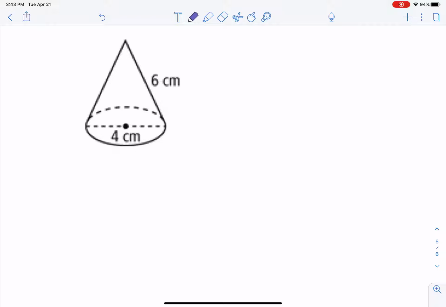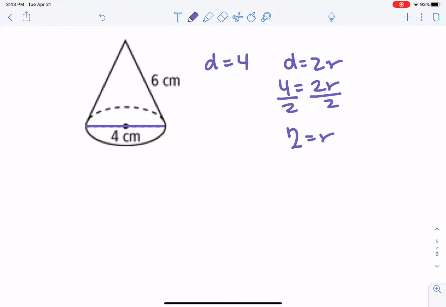That's nice and easy. They did throw us for a little bit here. They gave us the diameter, which is 4. Diameter equals 2 times radius. So 4 equals 2r. Divide both sides by 2. And the radius is 2 centimeters. So they did give us the slanted height.